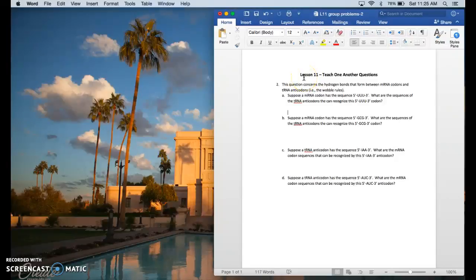My presentation is on the problem from lesson 11, Teach One Another, question number 2, which is the wobble rule question. I'll start by reading it. It says this question concerns the hydrogen bonds that form between mRNA codons and tRNA anticodons, i.e. the wobble rules. It asks: suppose an mRNA codon has the sequence 5' UUU 3'. What are the sequences of the tRNA anticodons that recognize this 5' UUU 3' codon?